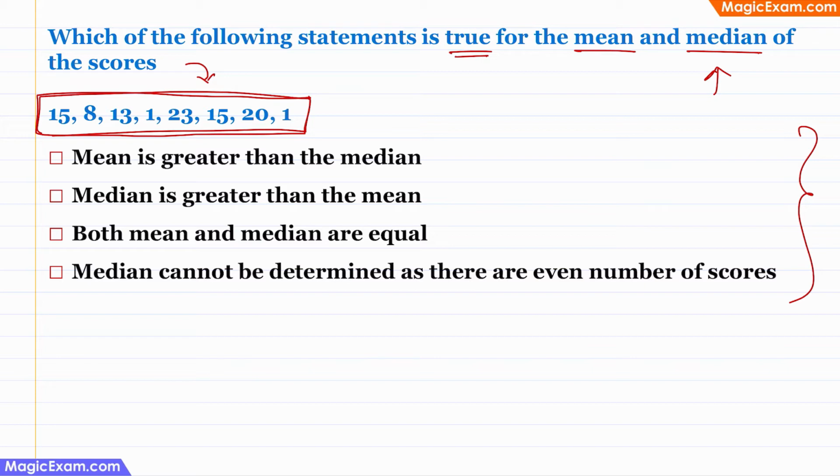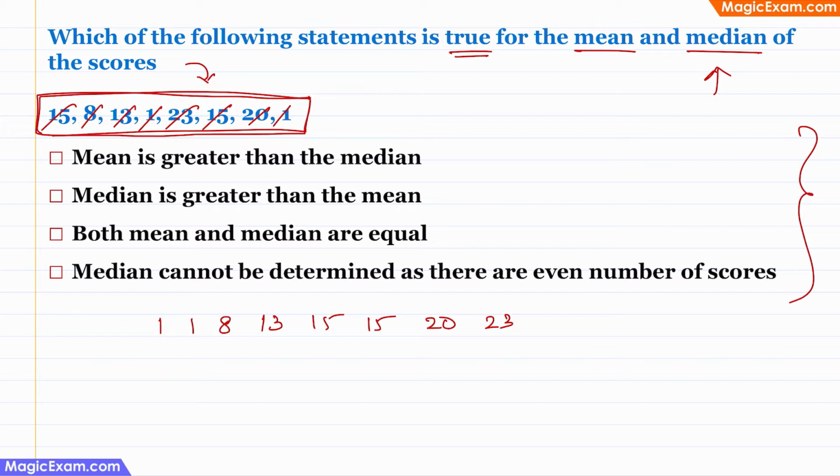So the first thing anyway, we have to arrange these numbers in an increasing order. So it will be 1, 1, and then there will be 8, then 13, 15, 15, 20, and 23.